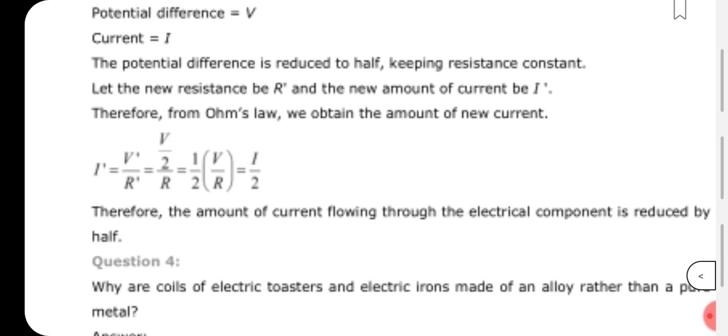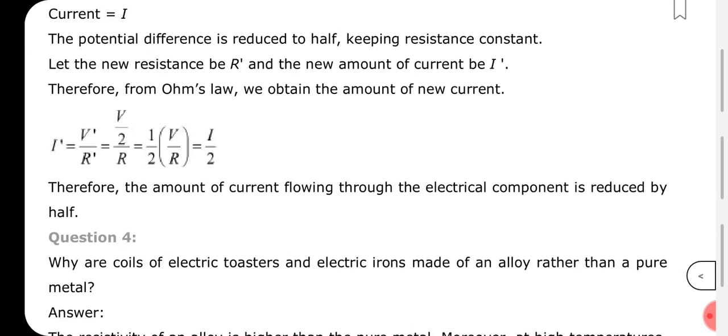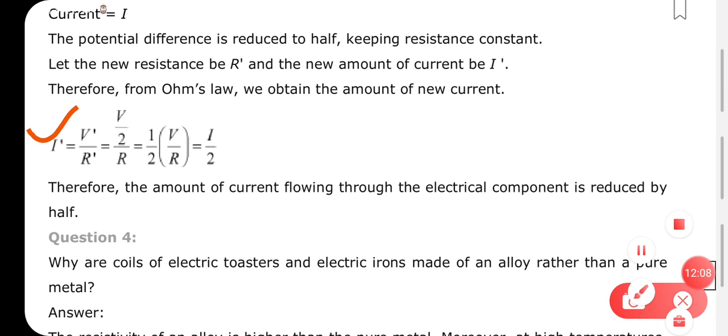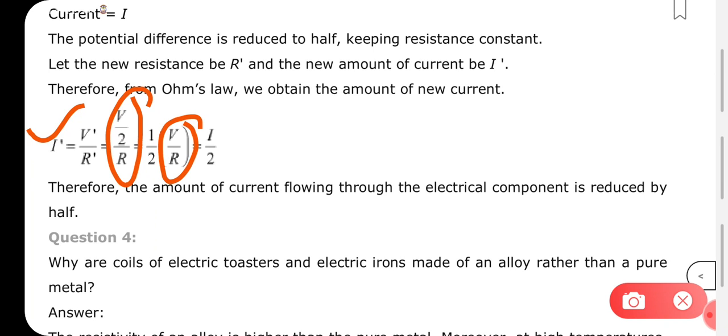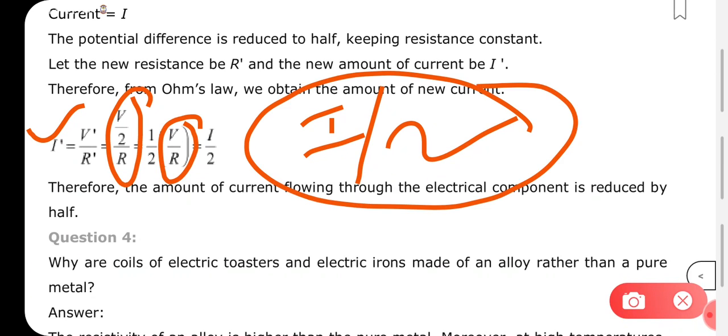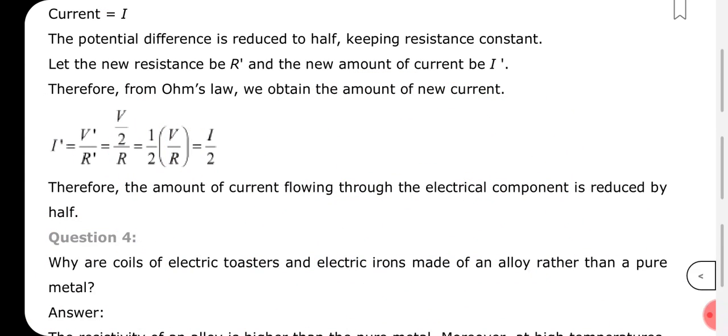Here you can see what we have to do is, yes, so our new value for current is V dash upon R dash, and new value for potential difference is what? It is becoming half, so V upon 2 divided by R, okay. You can see here, and then this 2 goes to the denominator, it becomes V upon R. V upon R is replaced by I, because I is nothing but V upon R, so the answer becomes I upon 2, means our new current value is also going to decrease by half, or it will be reduced by half, okay. This will be your answer, fine.